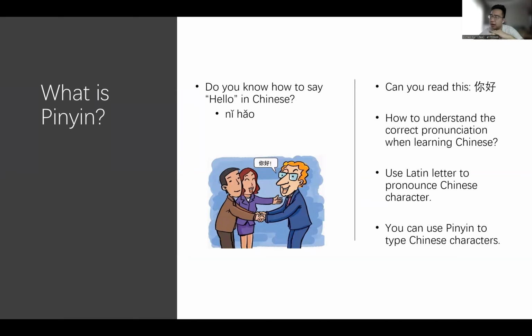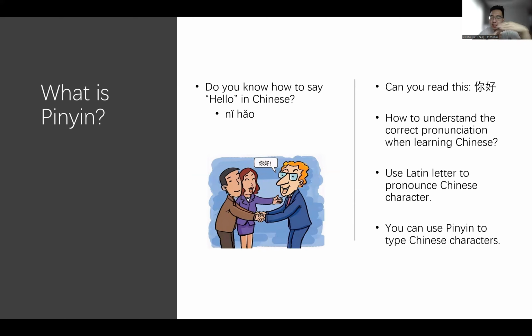Do you know how to say hello in Chinese? I think maybe some of you know it. Yes, it's 你好. Well done. But can you read this? The Chinese characters shown on the PowerPoint are 你 and 好. In Chinese writing, 你好 is two characters, but you may not be able to recognize and pronounce them. When you say it, you will feel confused.